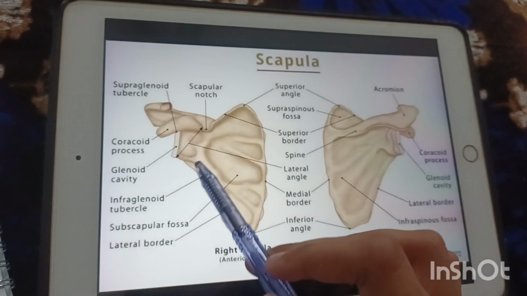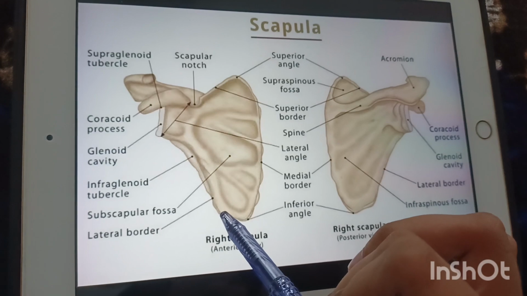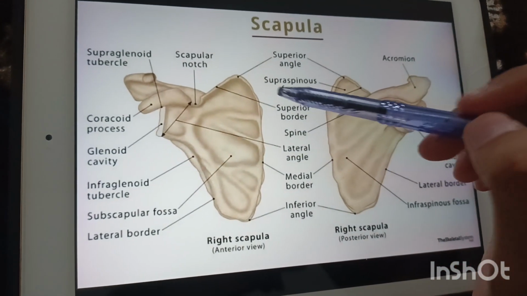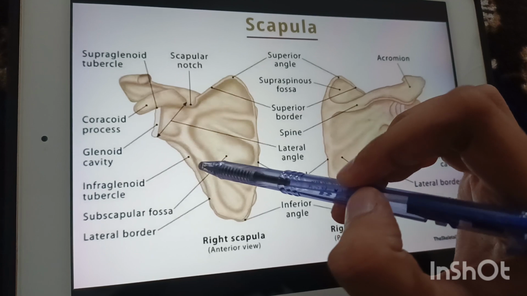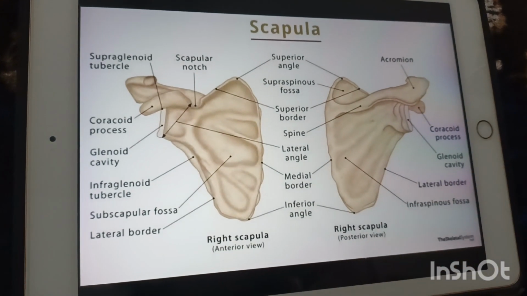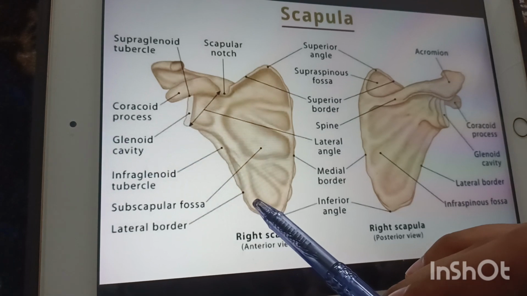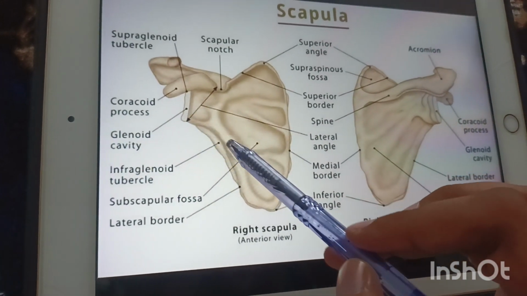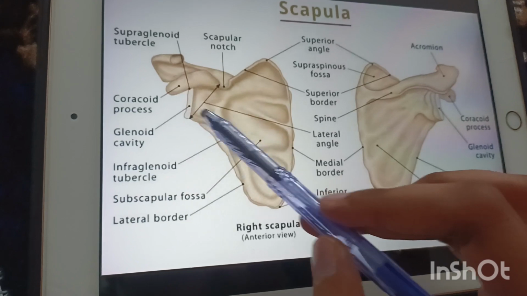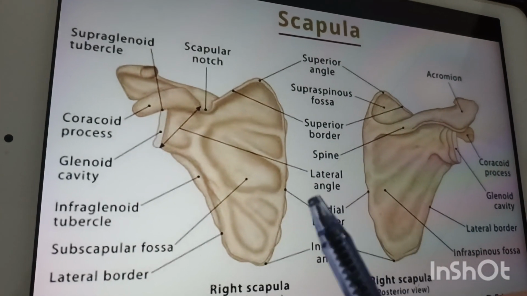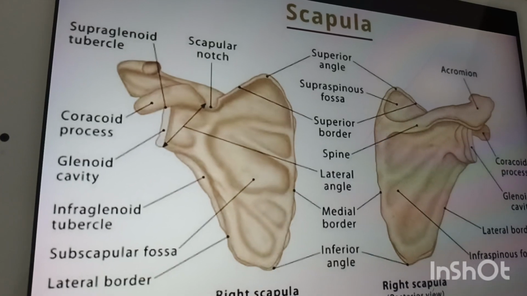This is the lateral border. At the upper two thirds of the lateral border, teres minor attaches, and at the lower one third of the lateral border, teres major attaches. Between them, one artery runs, which is the circumflex scapular artery.